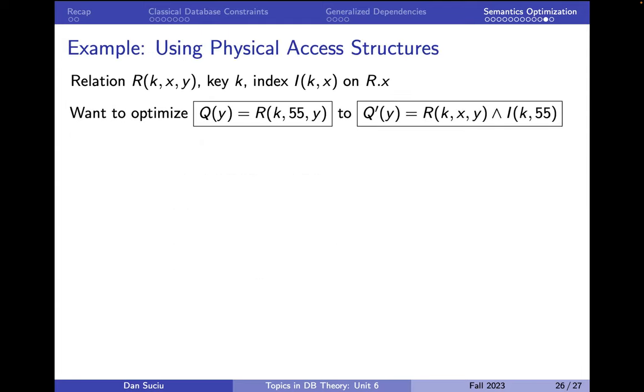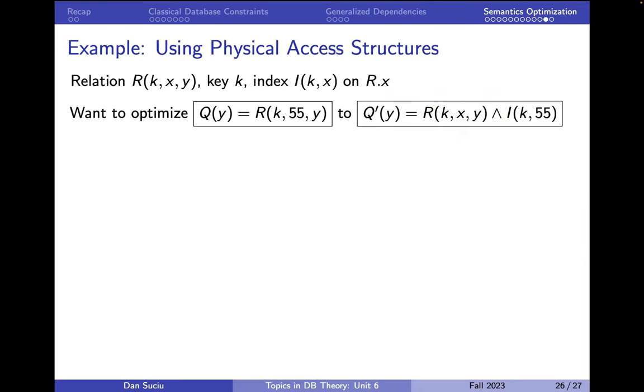Let me show you an example. So here is an example. And there is more to this slide than just the example. There is an important message here. We have a relation R. K is a key, which is easy for us to describe. But here is the interesting message. We have an index on R. What is an index? We'll describe it in a second. Right now I want to say that if you want to retrieve the Ys associated to 55, this is my query, then you should be able to optimize it to Q prime that does a join between the index and R. In what sense is this query more efficient?